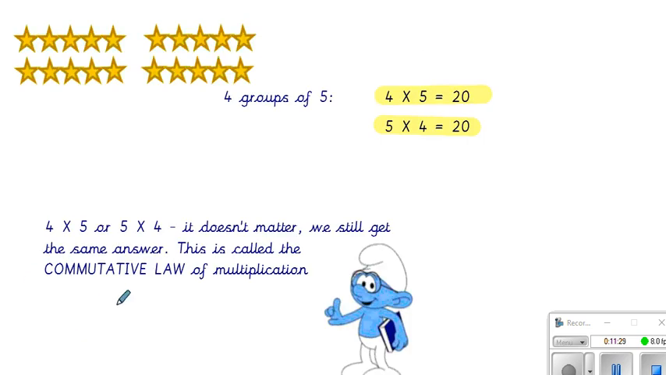Let's look at the number 20. 4 groups of 5 shown there. 4 times 5 is 20, and 5 times 4 is 20.